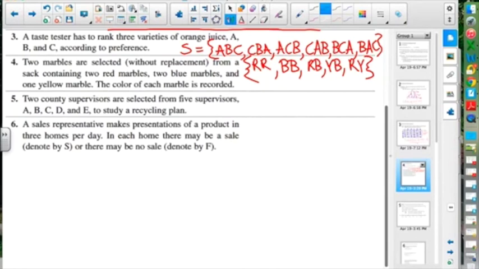Now, number 5, think about this one. 2 county supervisors are selected from 5 supervisors. If I wanted to figure out how many I could have, it's a combination. 5 choose 2 would be my combination. So, that's the idea here behind finding a sample space.